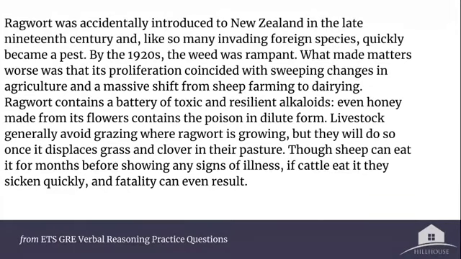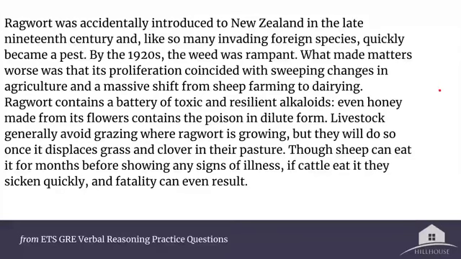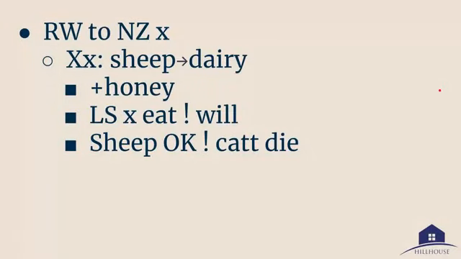All right, so this was one paragraph that you had to read. Here are my notes for it. Ragwort to New Zealand is bad. Even worse is that they were shifting from sheep to dairy. Even the honey was changed. Livestock don't eat it, but they will. The sheep are okay, but the cattle will die.